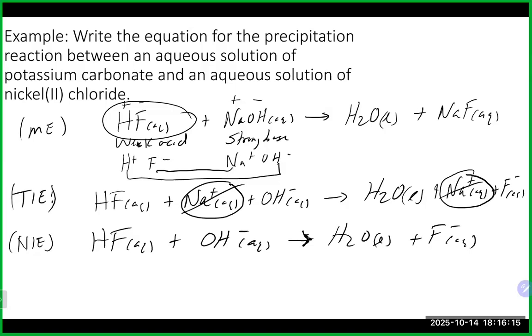So again, if you have anything that's a weak electrolyte, you basically just keep it together. And in most cases, you probably will have one less spectator ion because of that. And you basically follow the rest of it the same way. Any question on that there? Yeah.